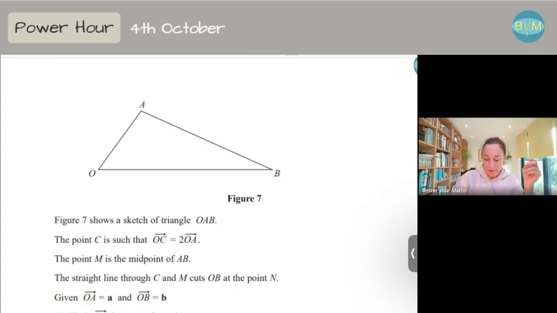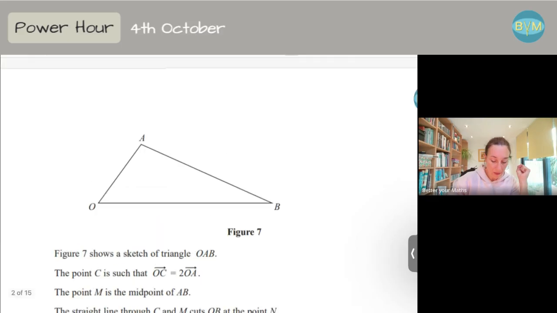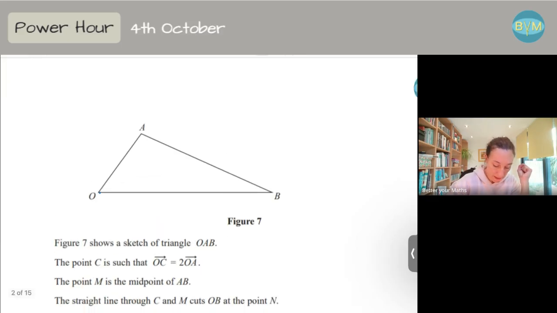We have a sketch of a triangle OAB. Point C is such that OC is twice OA. So I would try to represent that: I'm just going to extend OA to be double, so it will be somewhere here. This is going to be C. Then point M is the midpoint of AB, so it's going to be somewhere here in the middle.